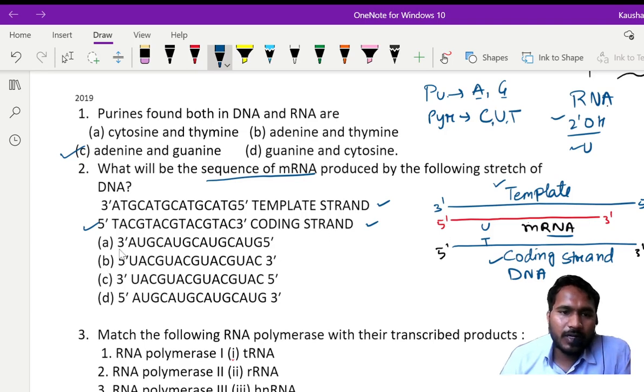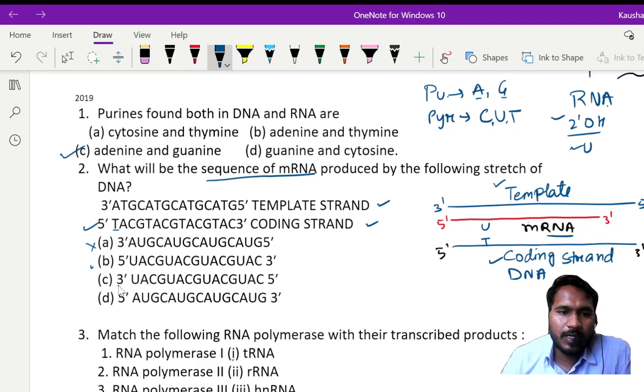So you find what are the 5 primes? 5 prime to 3 prime. This. Okay. There is a T. It should be U here. So this is not your answer. This can be your answer, and this can be your answer. But it cannot be your answer.